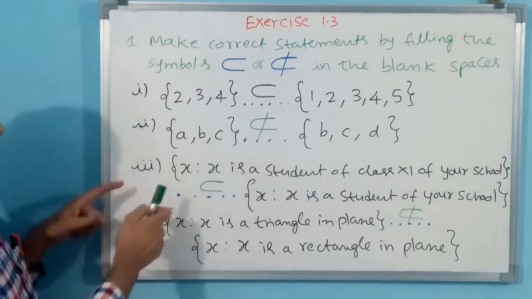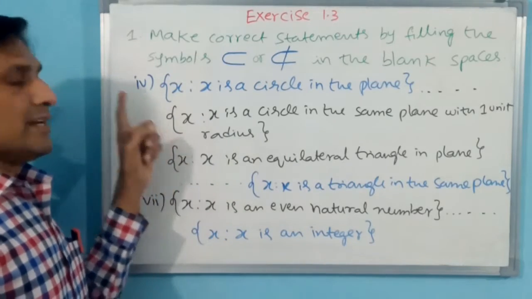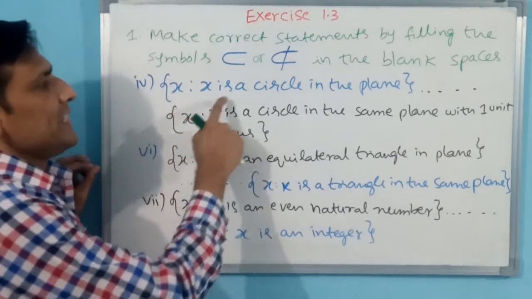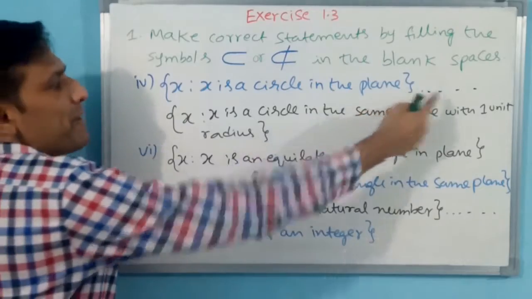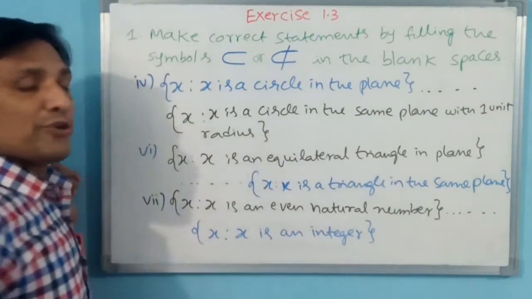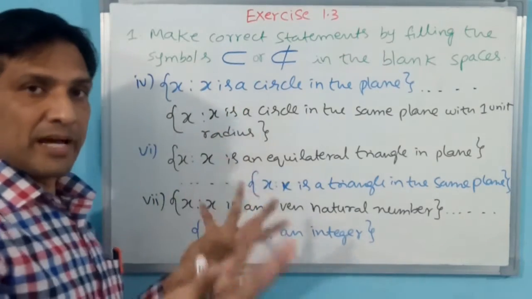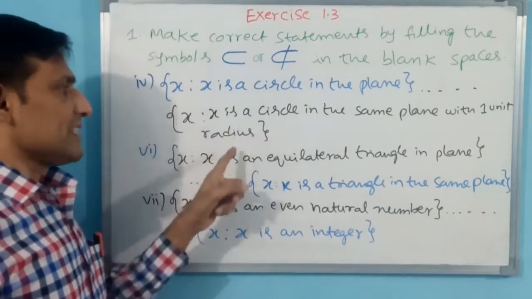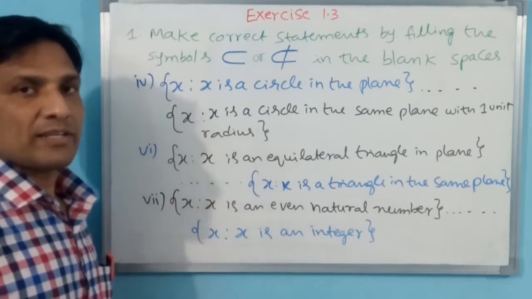Now we go for the fourth and sixth. Let us see the fourth question. What have they mentioned? For all values of x, x is a circle in the plane. First part. And comparing with: for all values of x, x is a circle in the same plane with 1 unit radius. See, circle we are comparing here, and the diameter or radius they have not mentioned. We don't know whether this circle is smaller or inscribed or not. That is why this is not a subset.